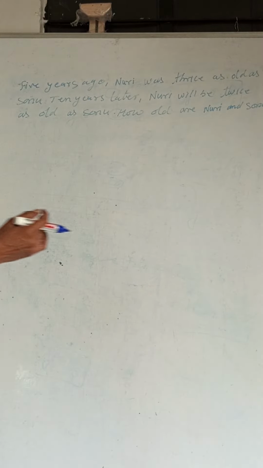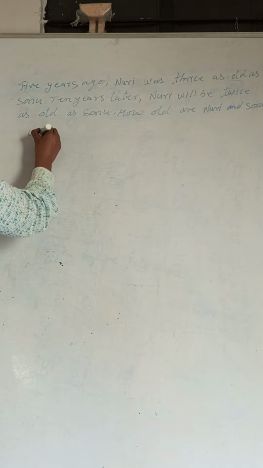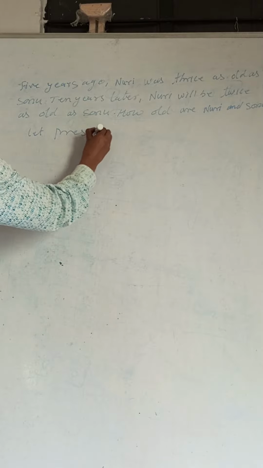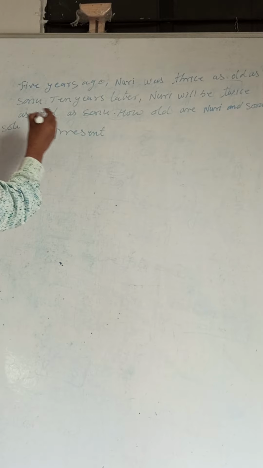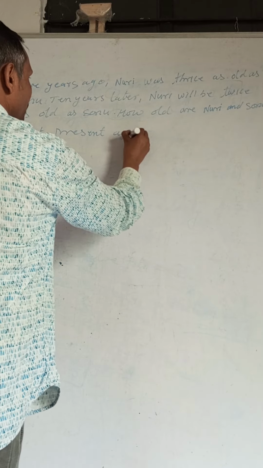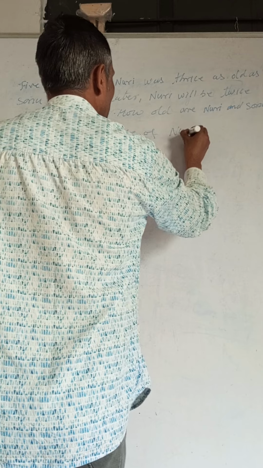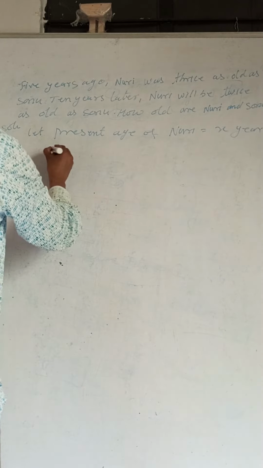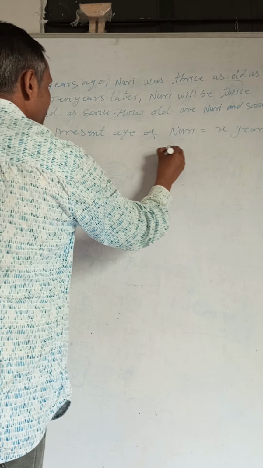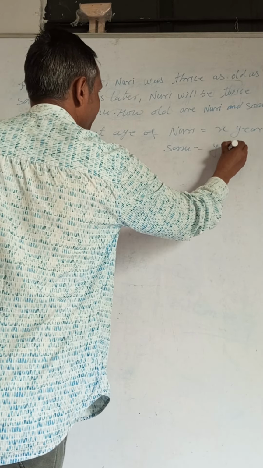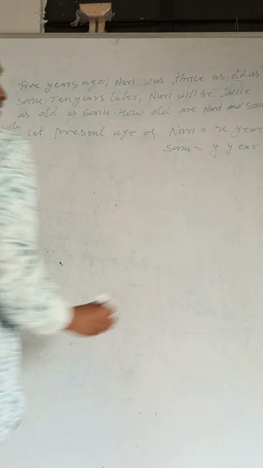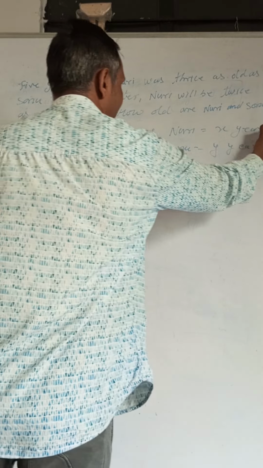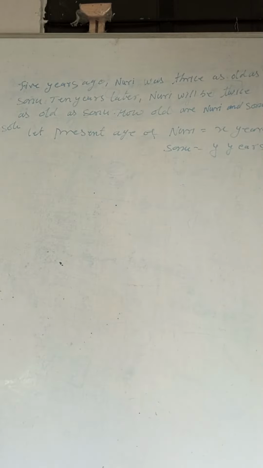Let the present age of Nuri and Sonu be x and y. Solution: the present age of Nuri is x years and Sonu is y years. That is how many years they are presently. Now we are doing condition number 1. What is the first condition?